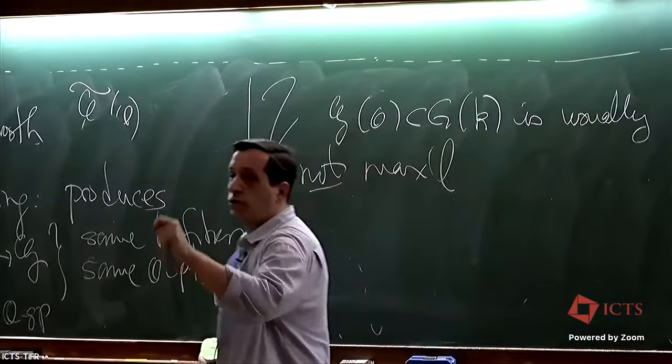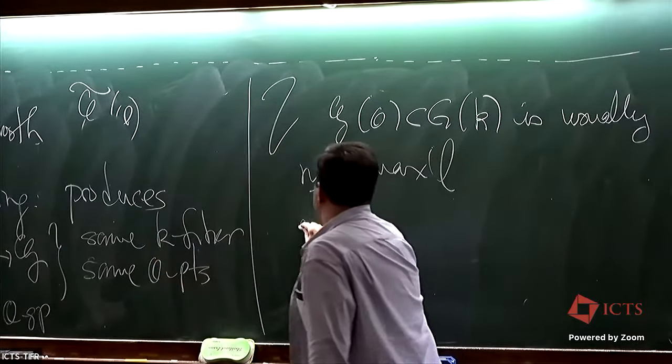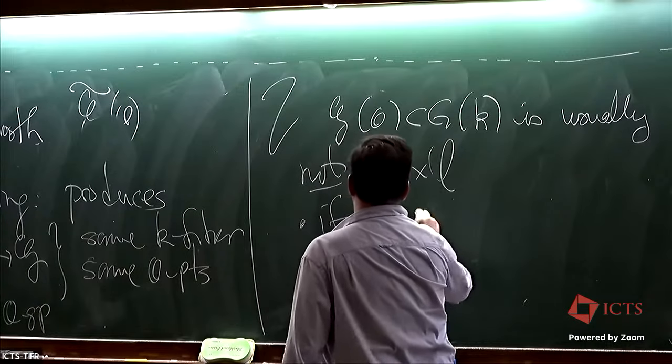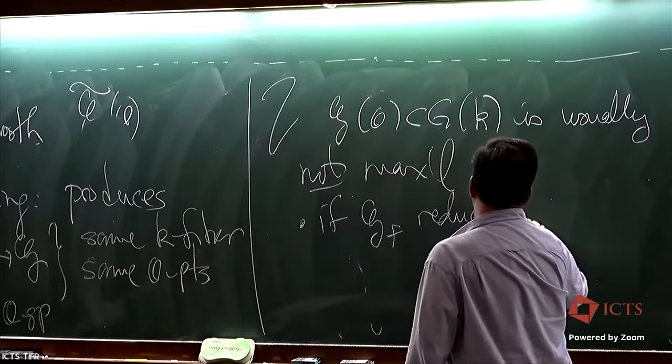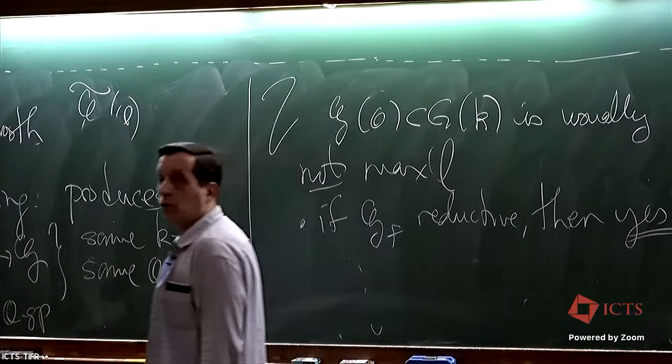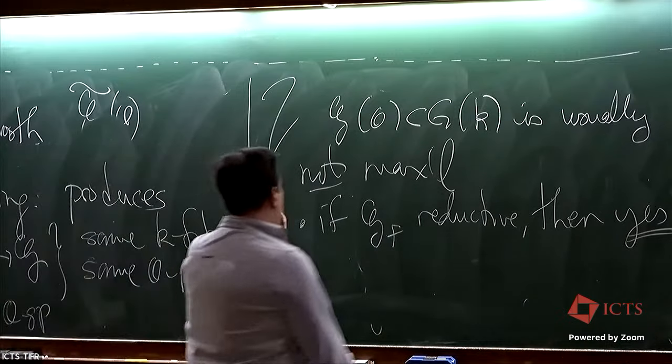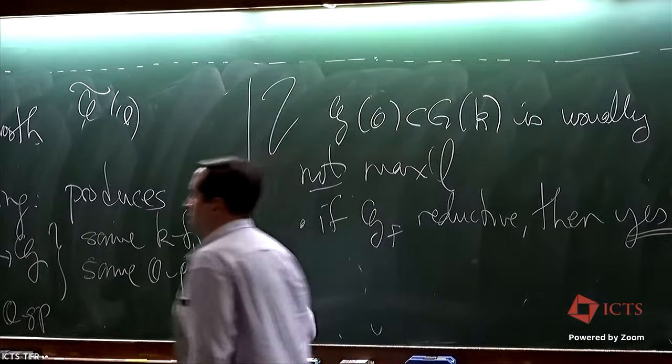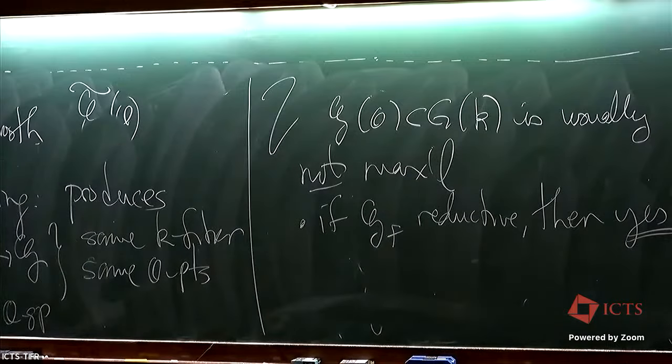So let me tell you good news and bad news. On the one hand, if the special fiber is reductive, then Bruhat-Tits theory will guarantee that it is in fact always maximal. But when it's non-reductive, this fails. Let me just tell you one way that you can start with any example and make another one which takes out the maximality.